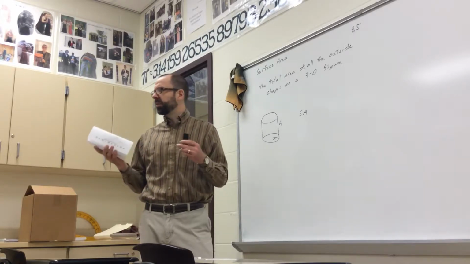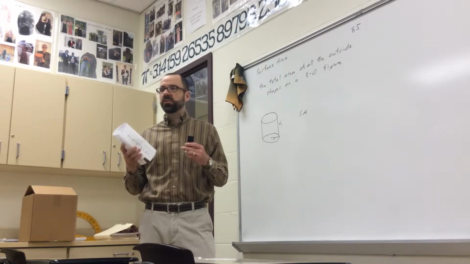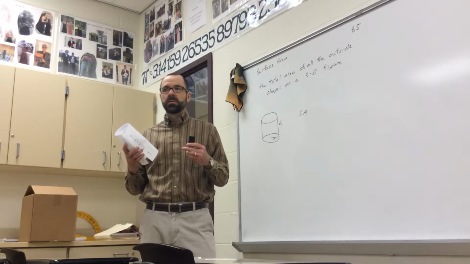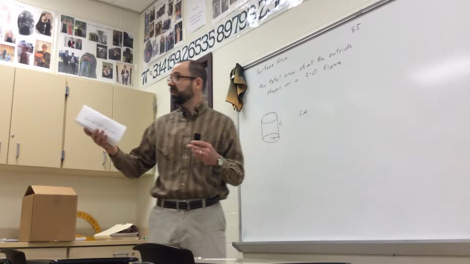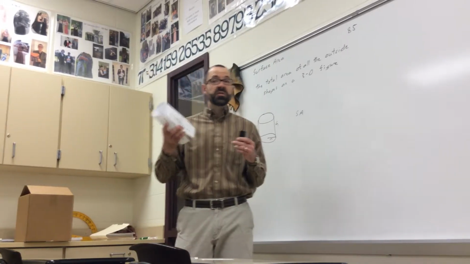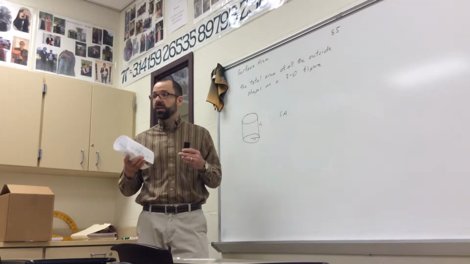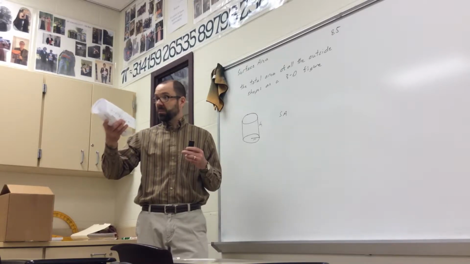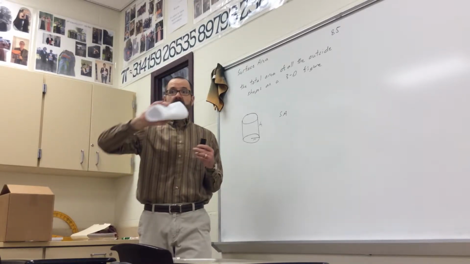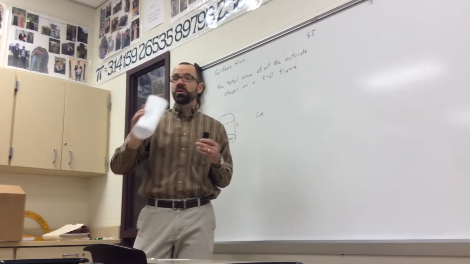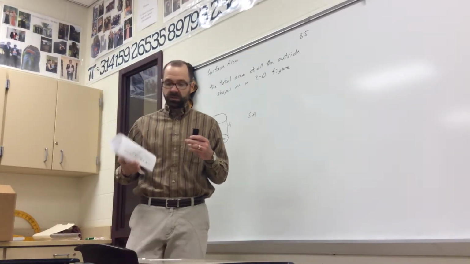It's been a while. Does anybody remember what the area formula is for a circle? That's okay. Oh yeah, go ahead. Pi r squared. Good. So the area of a circle is pi times radius squared. So in this case, we're going to have pi times radius squared for that circle and pi times radius squared for that circle. So a total of 2 pi r squared.